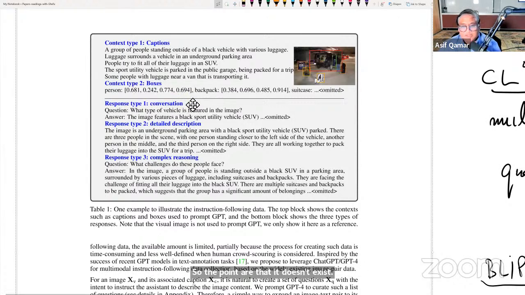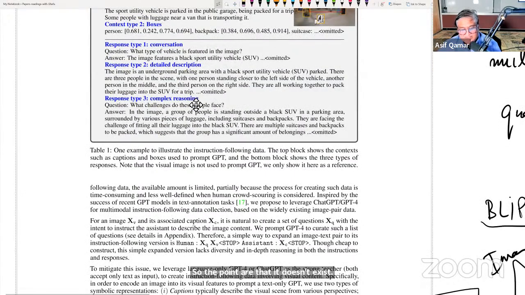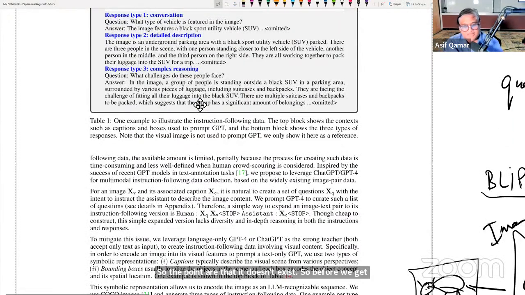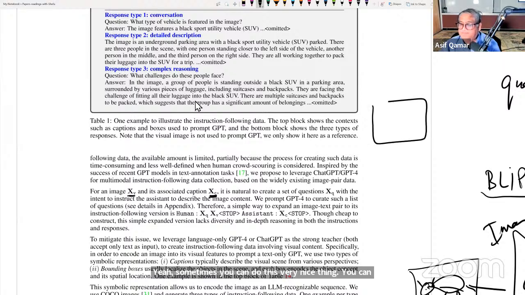So before we get to that, let's see what they mean. They say for an image XV, suppose you have an image XV and its associated caption. Sometimes you can do this very naive thing. You can say, okay, I have this cat.